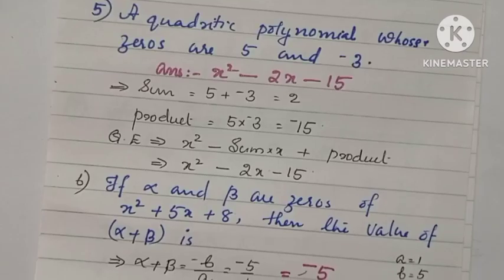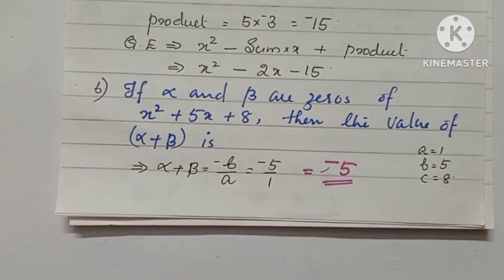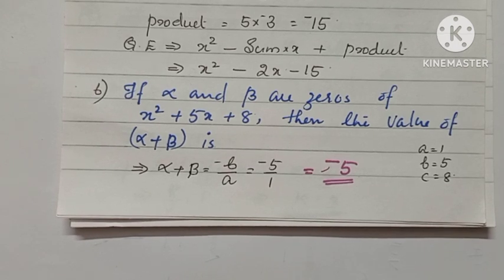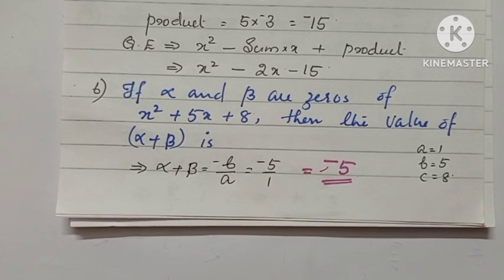Next, question number 6. If alpha and beta are the zeros of x squared plus 5x plus 8, then the value of alpha plus beta. We can see that a is equal to 1, b is equal to 5 and c is equal to 8. From that we need the value of alpha plus beta. Alpha plus beta is equal to minus 5.